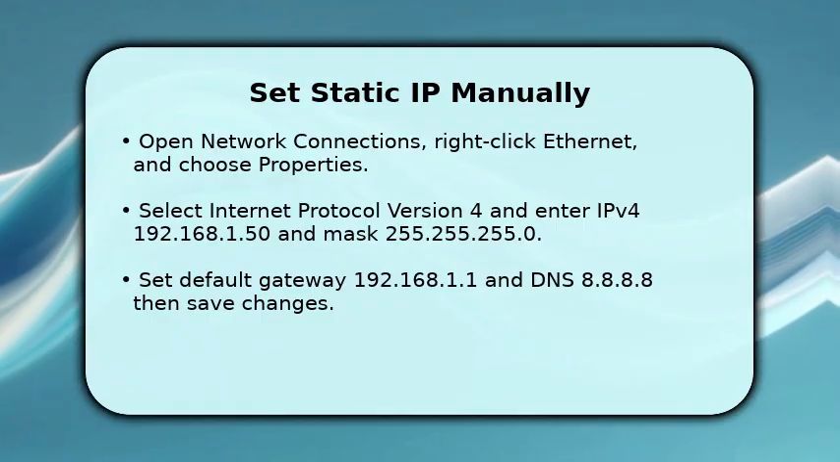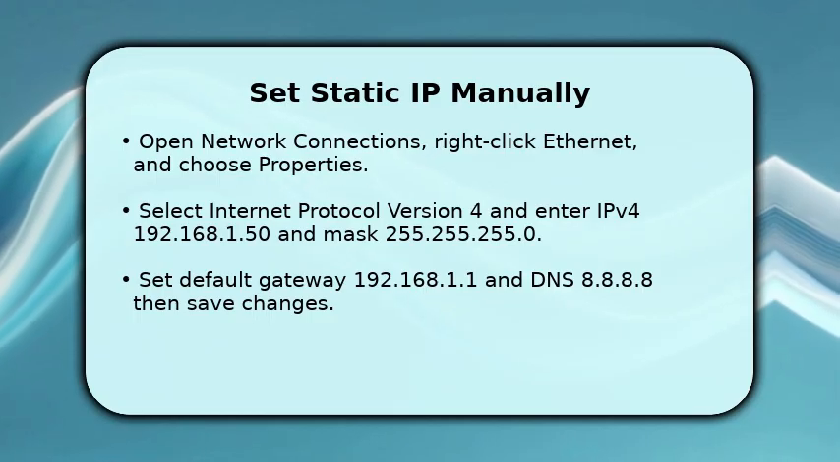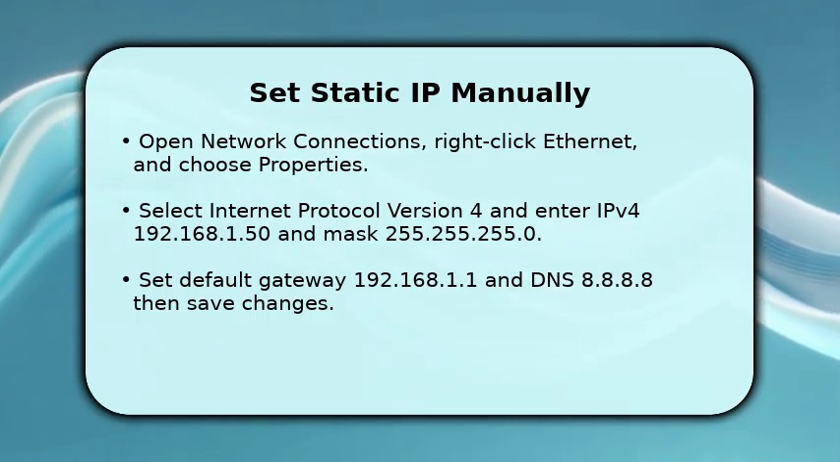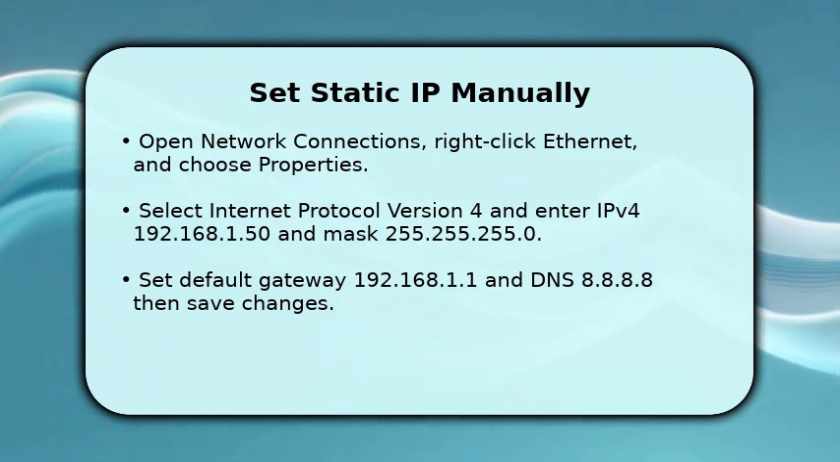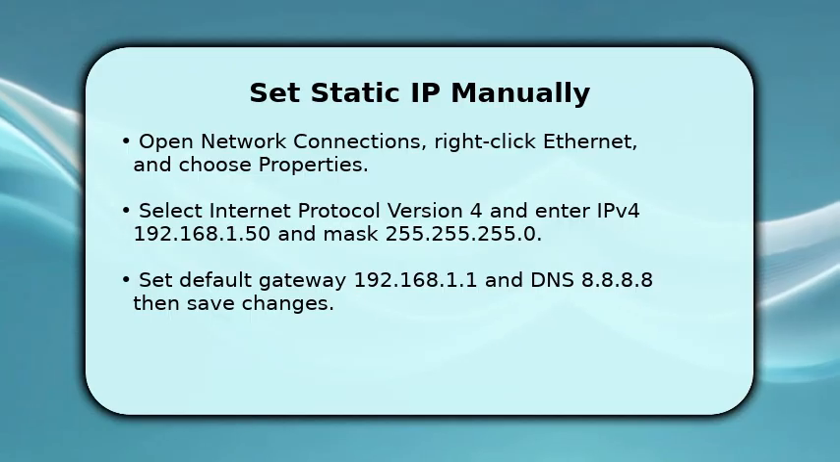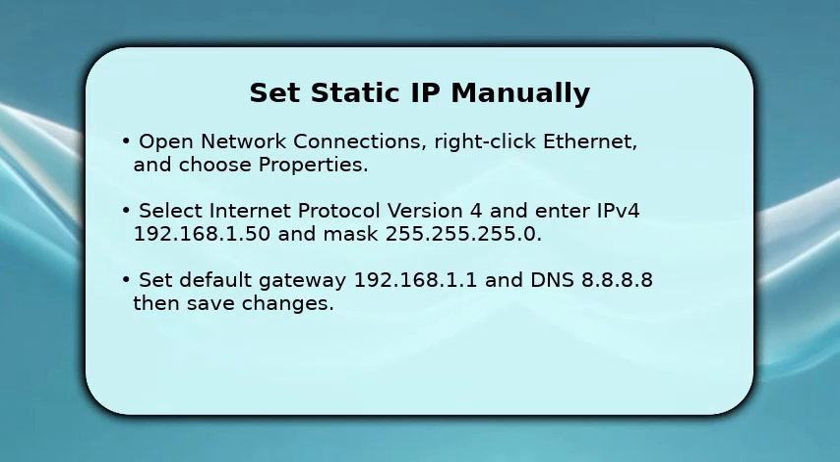Enter IP4 address 192.168.1.50 and subnet mask 255.255.255.0 in the fields provided. Add default gateway 192.168.1.1 and preferred DNS 8.8.8.8 for name resolution. Click OK to save changes and close all.